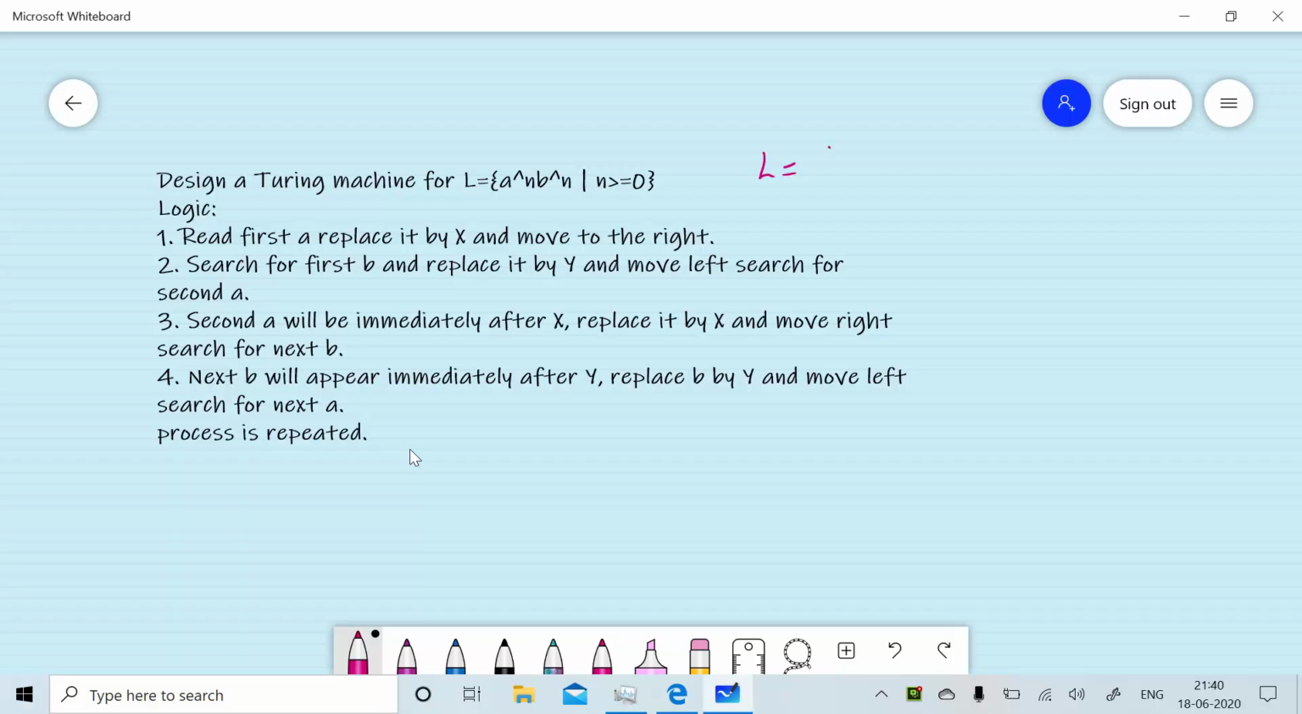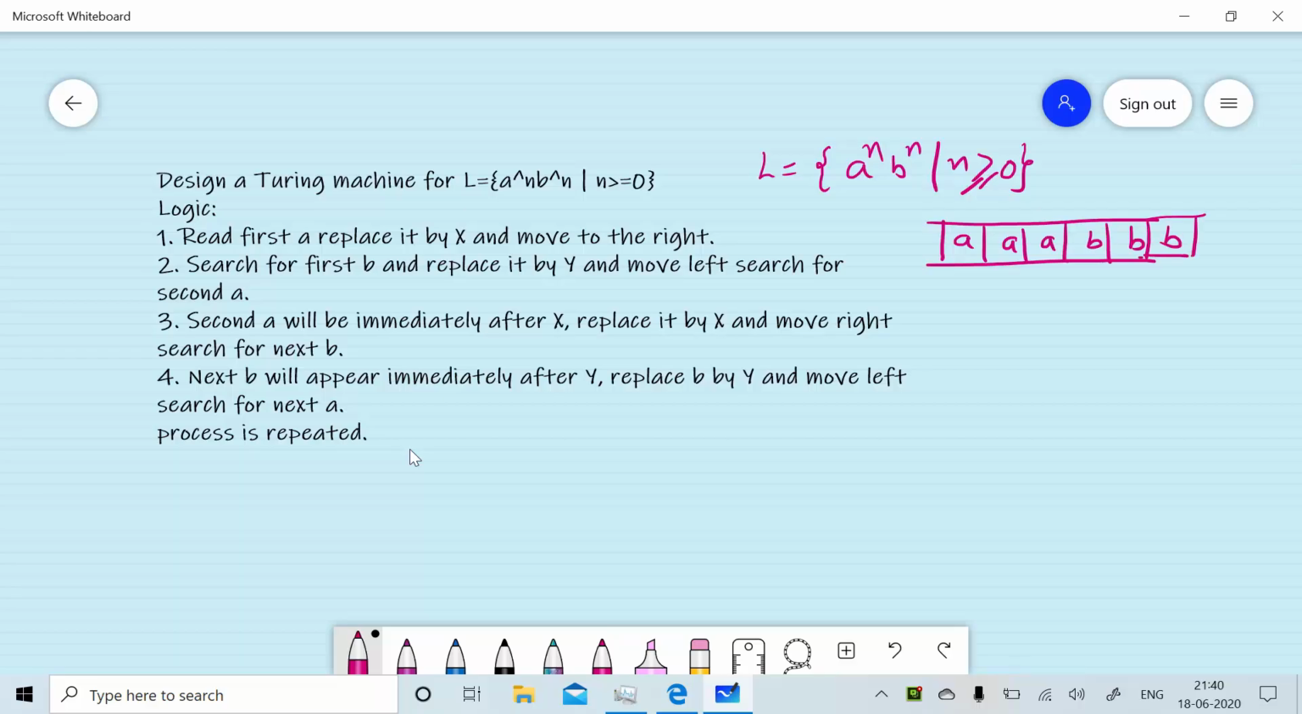Now suppose we want to design a Turing machine for a^n b^n, n greater than or equal to 0. Now consider an input string onto the input tape, A, B. The read write head is pointing to the first A. So we will read the first A, replace it by X and move to the right. So we will replace the first A by X. Our read write head is pointing to the next A.